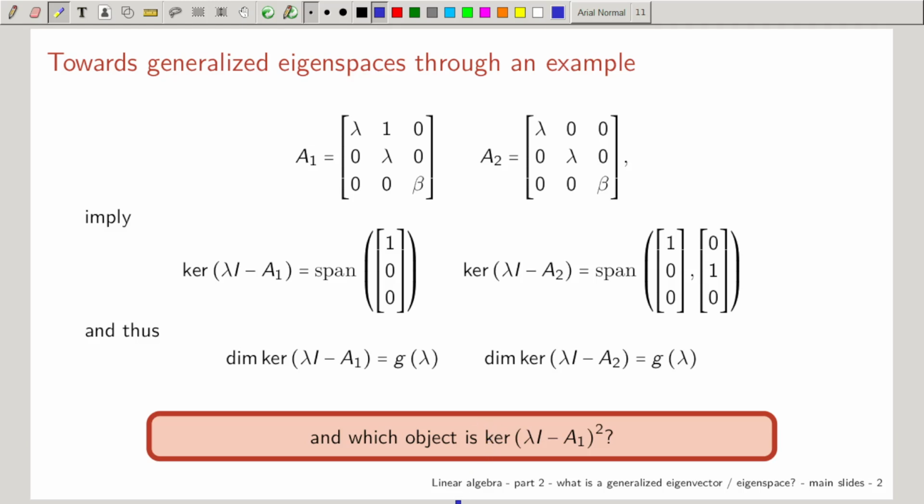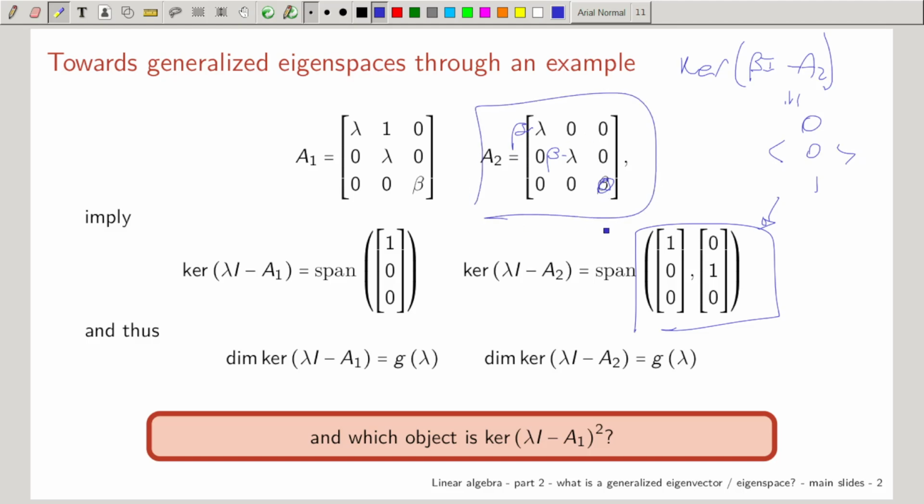Now, very interesting. This stuff here has dimension 2. If we find the kernel of beta I minus A2, this is going to be beta minus lambda, 0. This is going to be 0, 0, 1 together. Can we form a basis of eigenvectors for R3? Yes. 1, 2, 3. True?